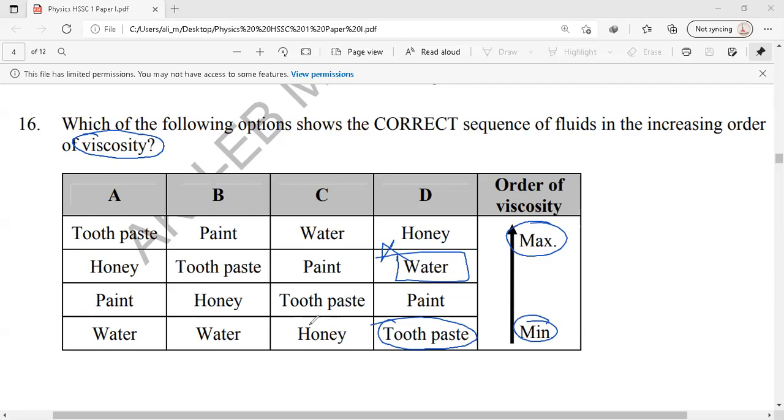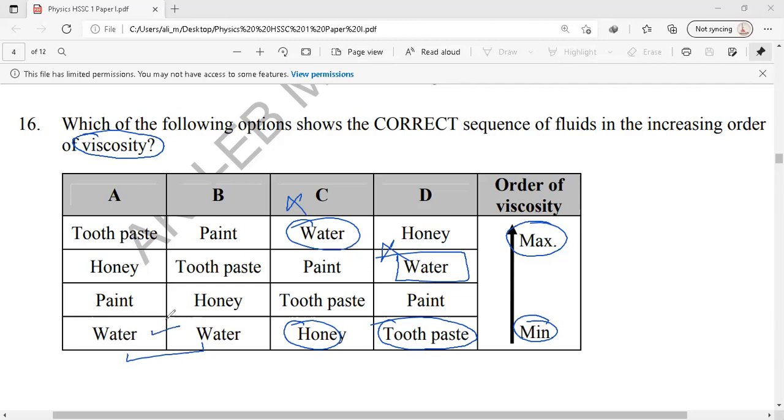Then we have the minimum viscosity of honey in option C, while the maximum viscosity of water. So this is the incorrect one, because among these four liquids, water seems to be less viscous, while toothpaste, honey and paint seem to be more viscous than water. So these two options might look appropriate according to the given question.